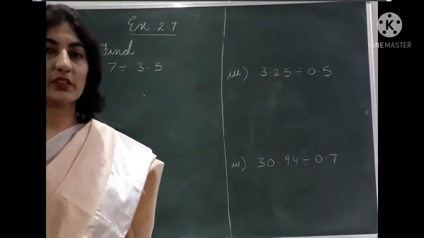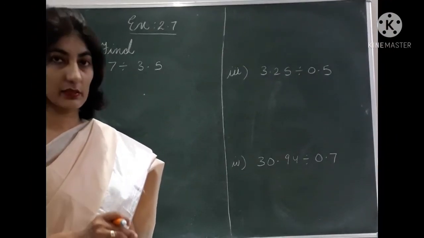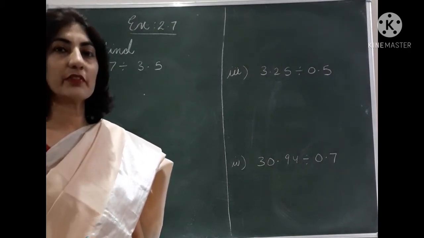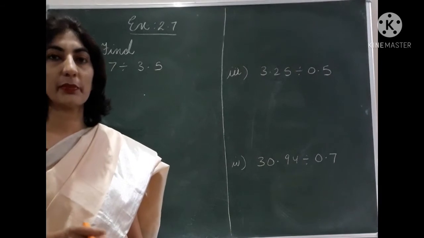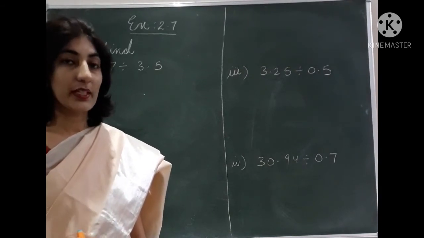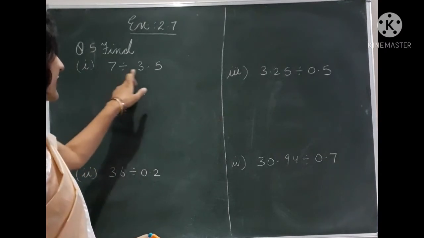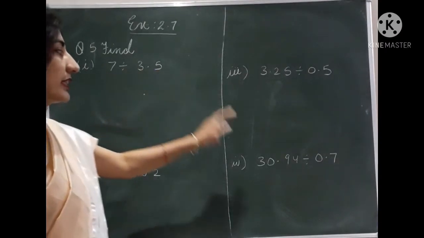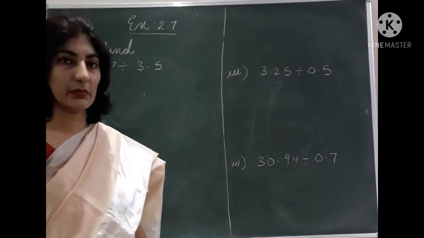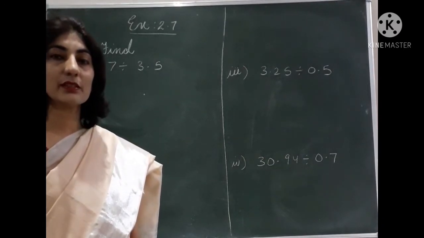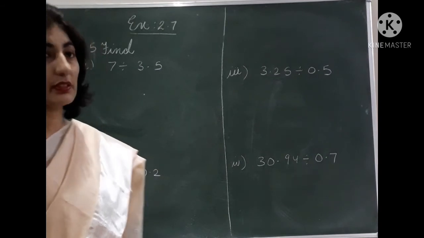In question number 1, we have done the division of a decimal number by a whole number. In question number 2, 3 and 4, we have done the division of a decimal number by 10, 100 and 1000. Now moving to question number 5, here we have a whole number divided by a decimal number or a decimal number divided by a decimal number. So in this, what is the method? We will remove the decimal, change the decimal number to fraction and then we will divide.